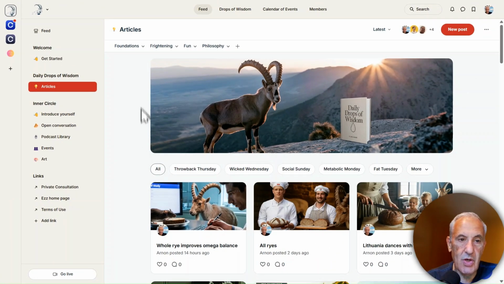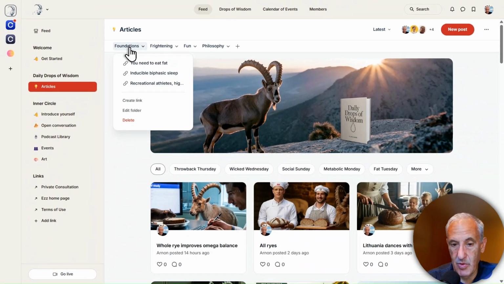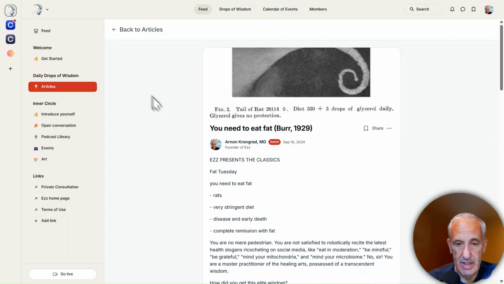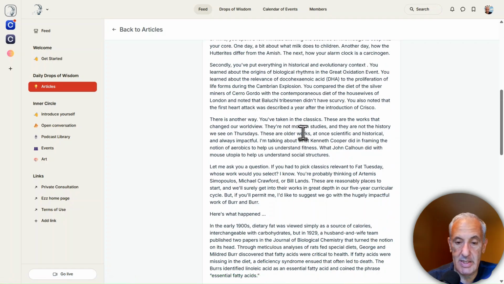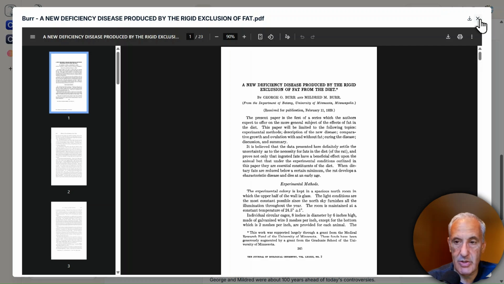What you'll also notice across the top of the Daily Drops of Wisdom space, I have posted articles that I think are particularly poignant, particularly meaningful, and I would encourage you to look at them. So, for example, foundational sort of stuff, you need to eat fat. You do. You need to eat fat. And here's an article that I posted back in 2024 related to a really important, a landmark article published by George and Mildred Burr in 1929. That explains why we need to eat fat, in this case with the PDF, and you can read the original work from the 1920s.